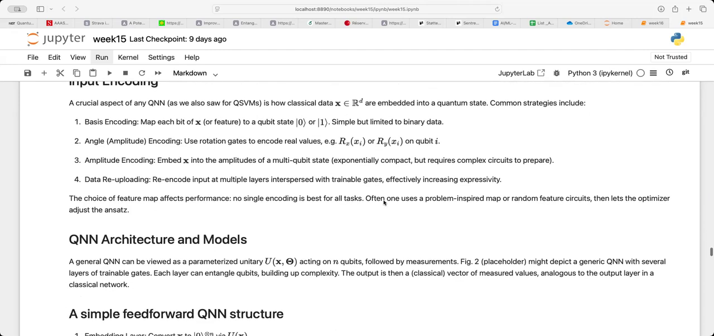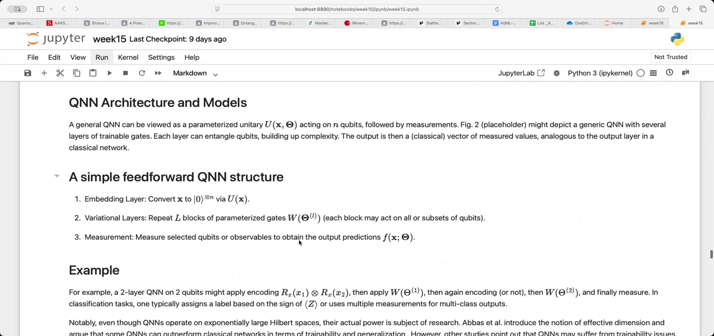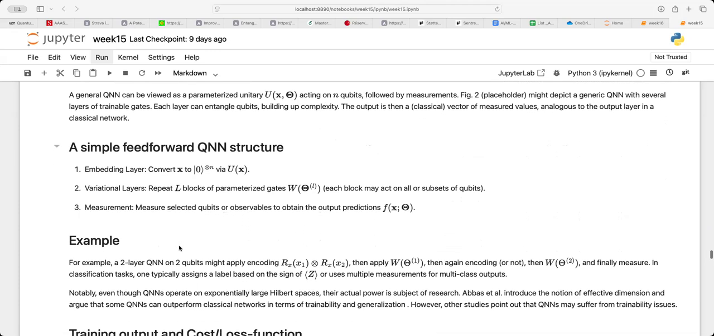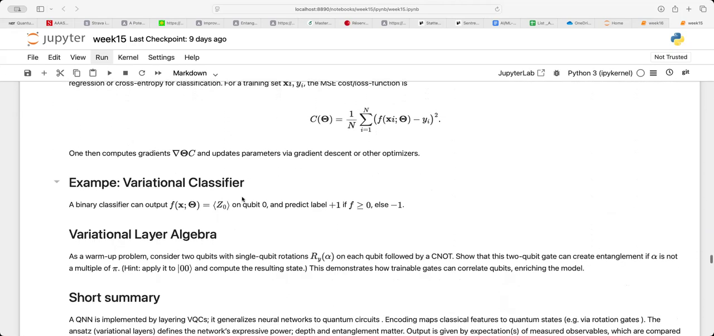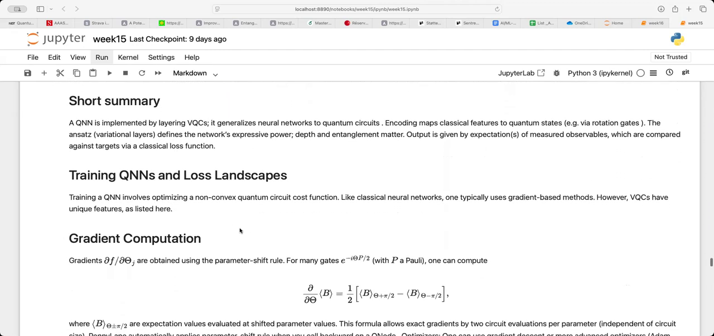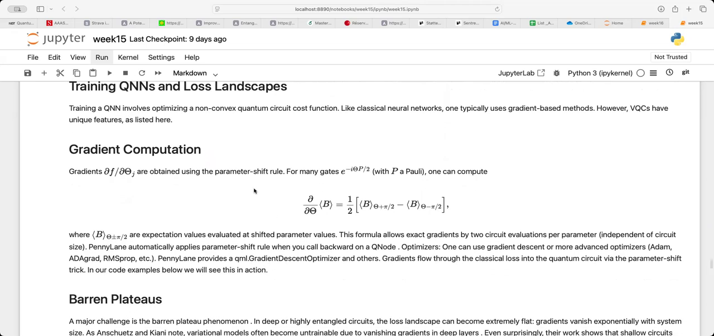So the typical architecture is in terms of this parameterized set of unitaries. We have the embedding layer, then the variational layers where we repeat L blocks of parameterized gates, and then we have the measurement part. In the examples which follow here, we have a typical variational classifier. I'm just going to set up the codes here. There's also a reminder here that the typical way we calculate these derivatives is by using the parameter shift rule.